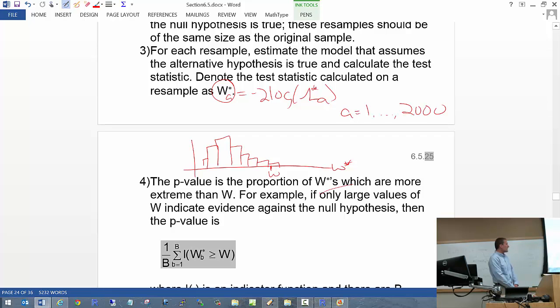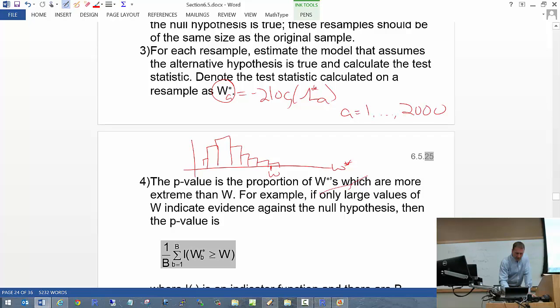Now note that that original test statistic value is kind of on the extreme portion of that distribution. So does that mean that this was a likely value to occur or unlikely? Unlikely. So if it's unlikely, what does that mean in the context of our hypothesis tests? I reject. I would have a small p-value. So we can quantify then the p-value as essentially the proportion of the W stars that are greater than W. This proportion would be small.